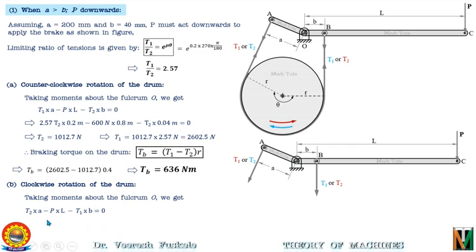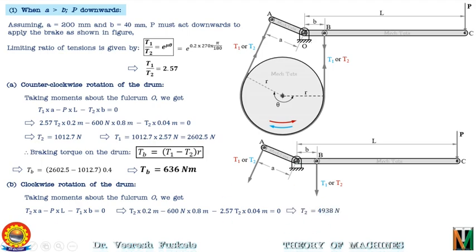Putting the values of A, P, L and B in this equation and keeping T1 as T2 into 2.57, we have T2 into 0.2, A is 0.2, and P is 600 Newton, the length L is equal to 0.8 meter, T1 is 2.57 T2 from this equation, and B is nothing but 40 millimeter, that is 0.04 meter. From this equation we can easily calculate T2, and T2 is equal to 4938 Newton.